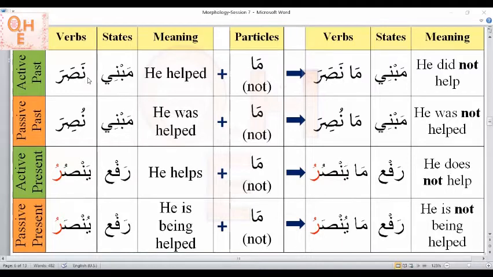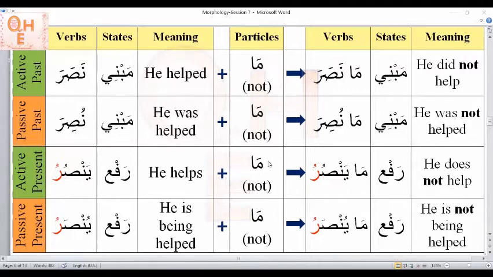Again, I'm showing examples for the singular person, but all the patterns we learned will behave exactly the same. For example, the way nasara is changed, just the meaning is negated, exactly for all the patterns: nasara, nasaru, nasarat, nasarata, nasarna, and all the patterns we learned. If ma comes in front of any of those patterns, the only change is that the meaning will be negated. Same thing for present tense: yansuru, yansurani, yansuruna, tansuru, all those patterns we learned, or yaf'alu, yaf'alani, yaf'aluna. If ma comes with the meaning not, only the meaning will change.